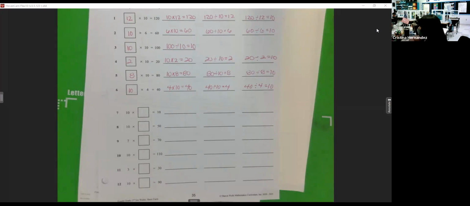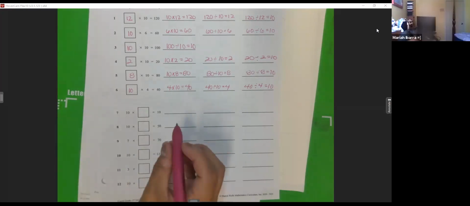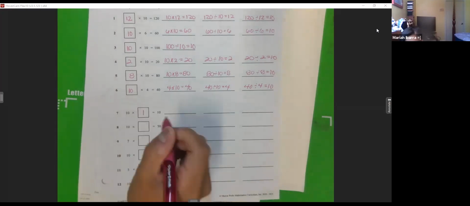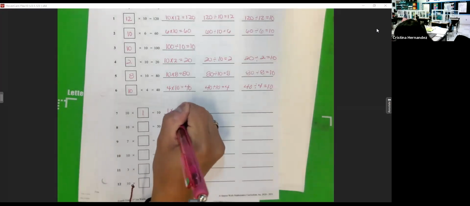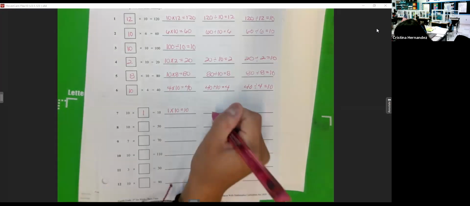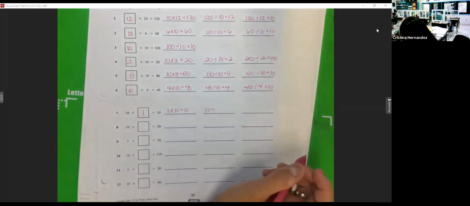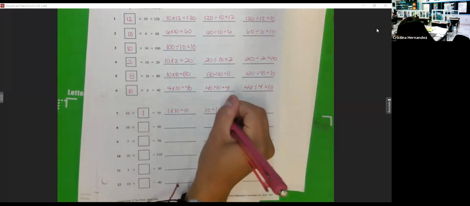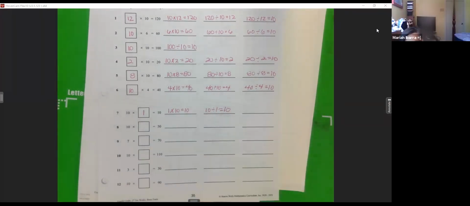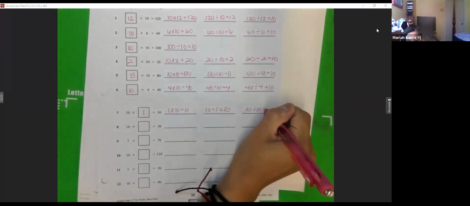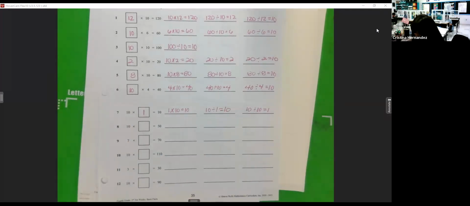What'd you get for 7? Hold on. 10 times 1 equals 10. Then 1 times 10 equals 10. 10 divided by 1 equals 10. 10 divided by 10 equals what? Bingo.